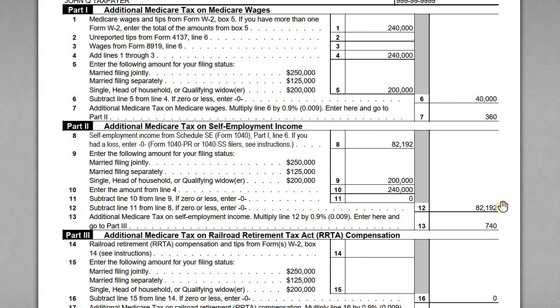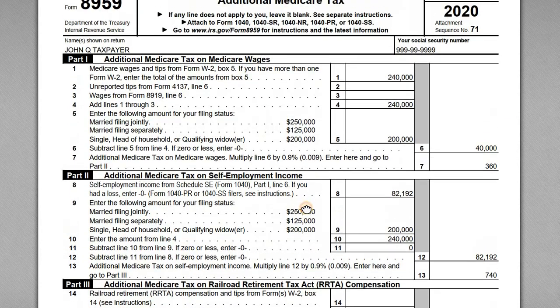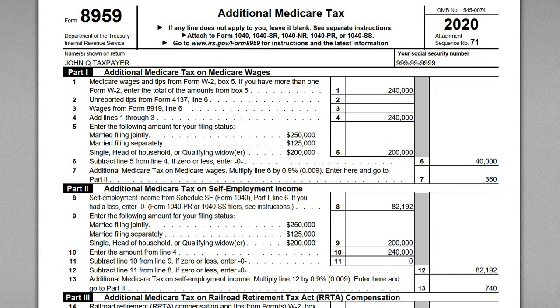So 82,192 times 0.9% is $740 total additional Medicare tax dollars that needs to be added to his tax return. So the $740 and the $360, add those two together, that piece is included as additional taxes owed for the year. Okay, so that's what John owes.